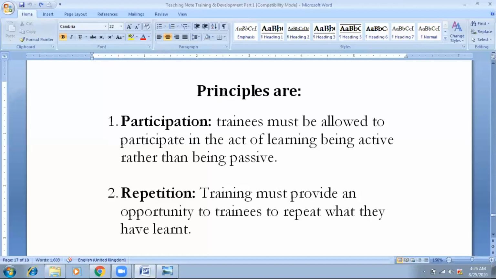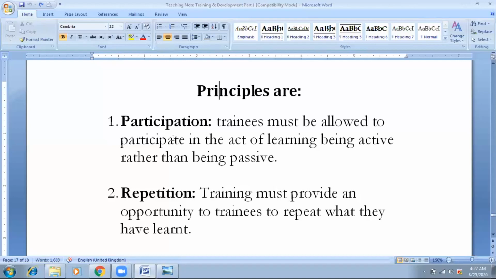Okay, here are the principles of learning. Participation, the first one. Trainees must be allowed to participate in the act of learning, being active rather than being passive. If there is active participation of the learner, that will enable the learner to learn quicker, and that learning will last for a longer time.